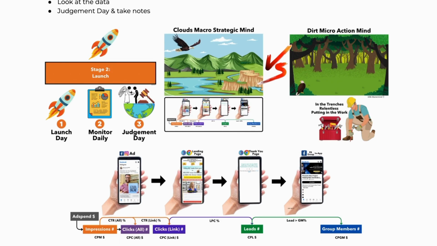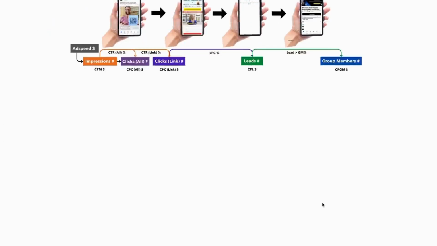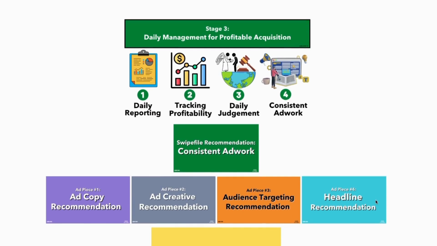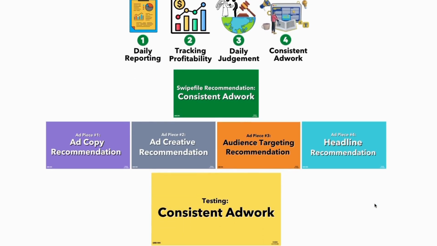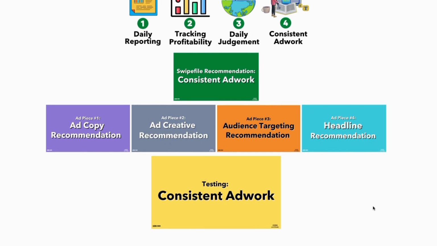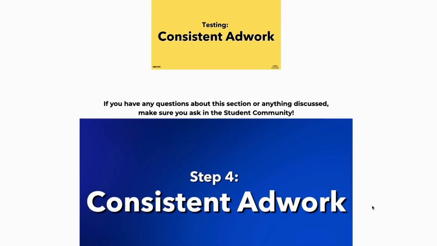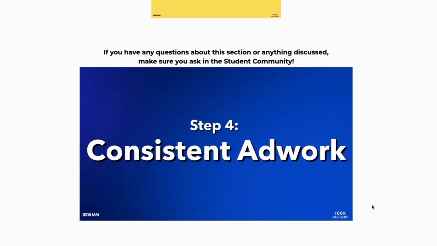Now, if anything that we talked about in this training at all, right? We've talked about all 4 steps of the daily management process. We've talked about consistent ad work, the swipe file, the recommendations that we have around ad copy, ad creative, audience, headline. We talked about the actual testing process. If you have any questions about any of that, make sure you do ask inside of the student community, so that way one of the community members can help you. We have an amazing community of people who are very knowledgeable and very understanding of the process and who are even ahead of you. So that way they can give you that feedback. But again, make sure you ask, otherwise you will not know if you are actually struggling, okay?